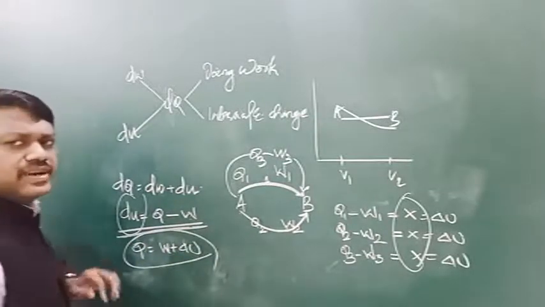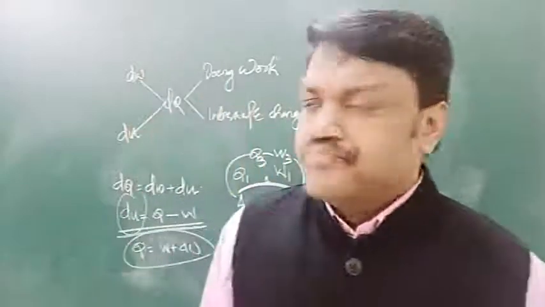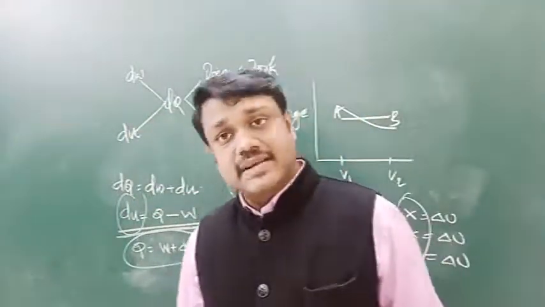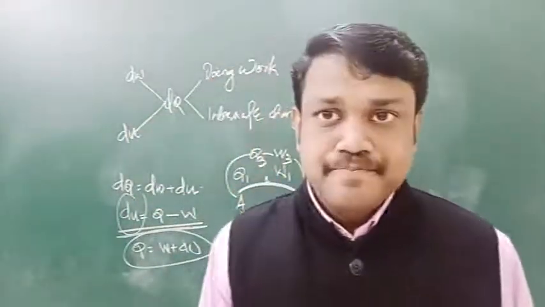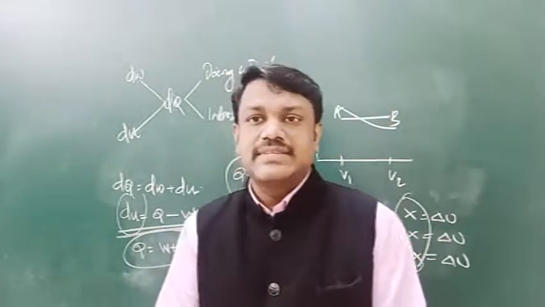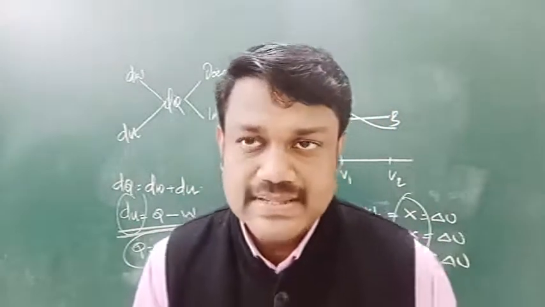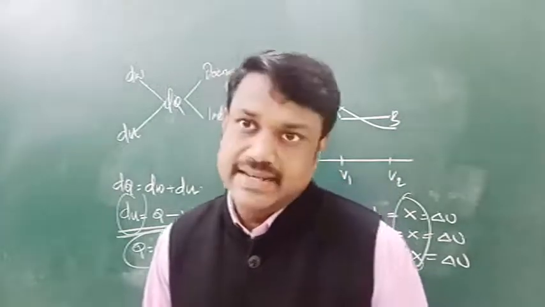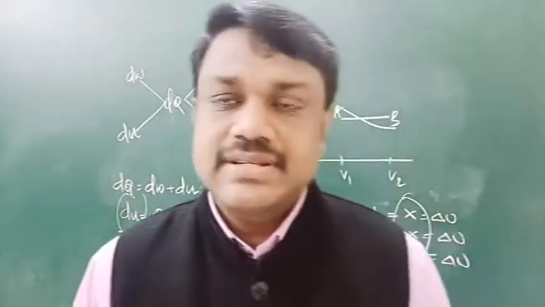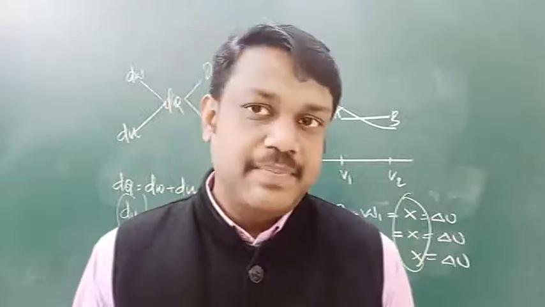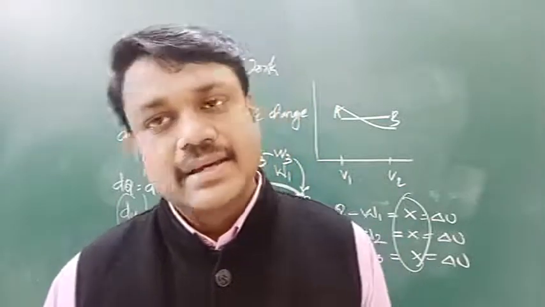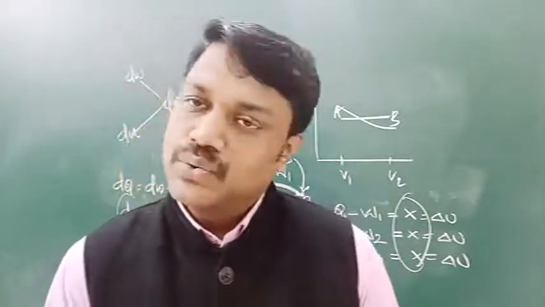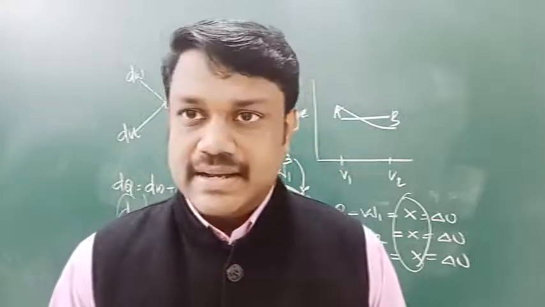Very different forms of the first law of thermodynamics are there, but the concept is the same. That means heat energy supplied to a system is used for two purposes: doing work plus changing its internal energy. So that is the statement for the first law of thermodynamics, and the mathematical equation is delta Q is equal to delta U plus delta W.